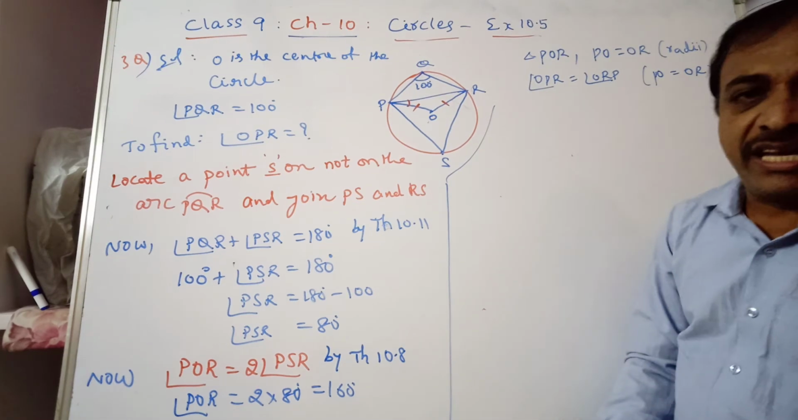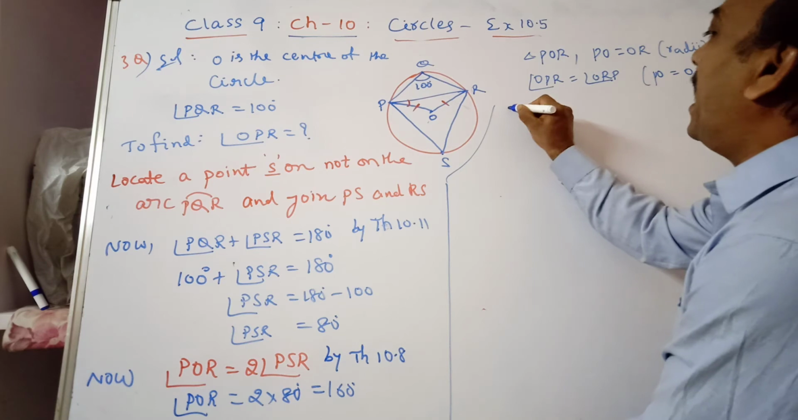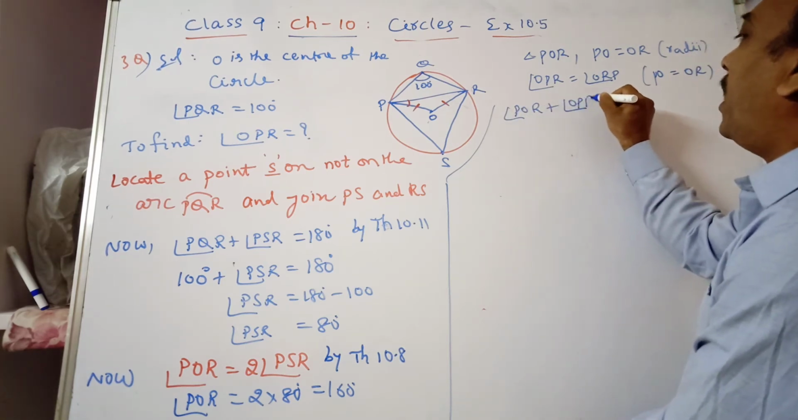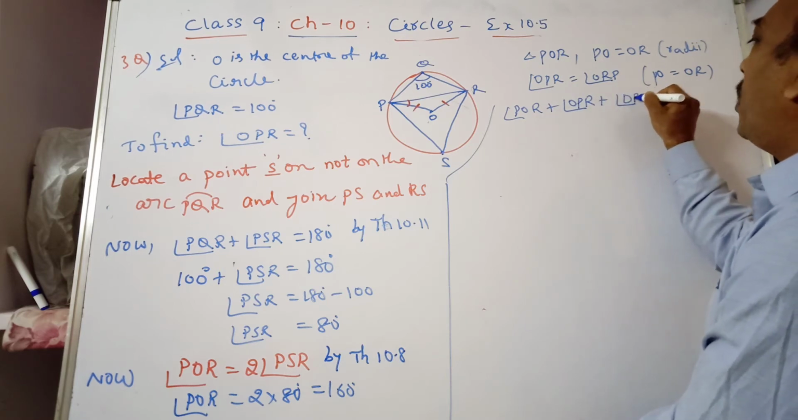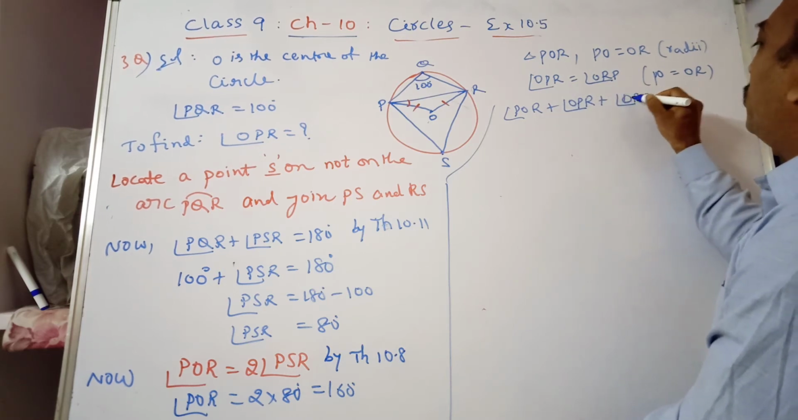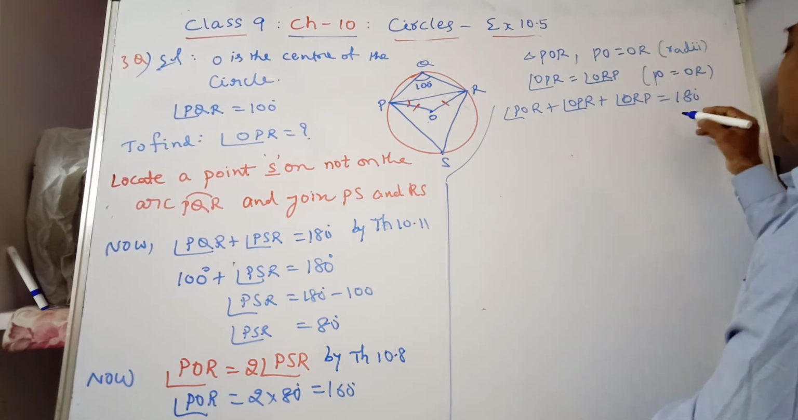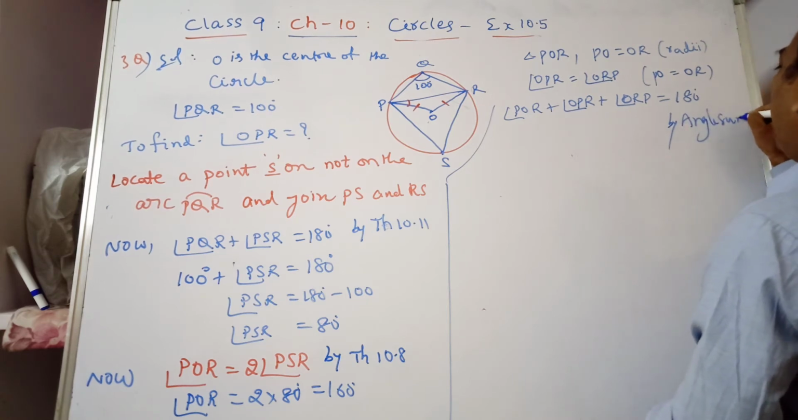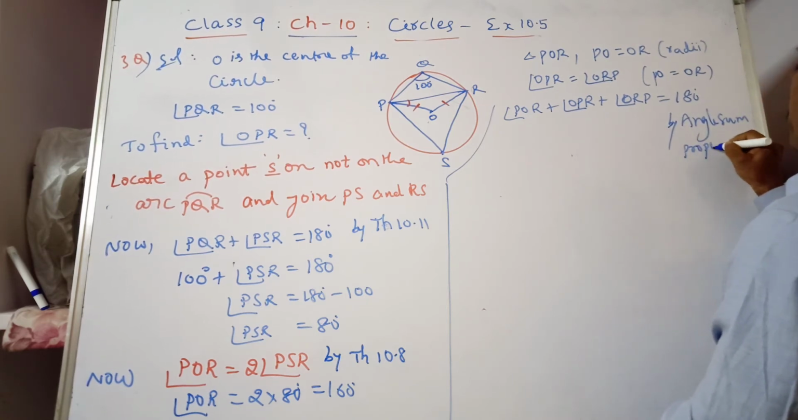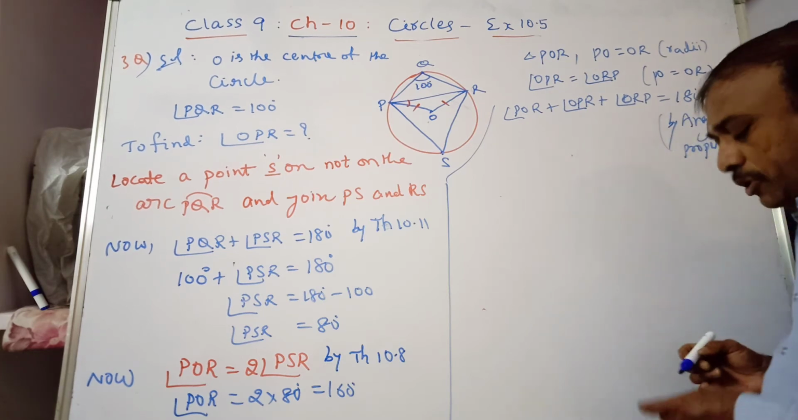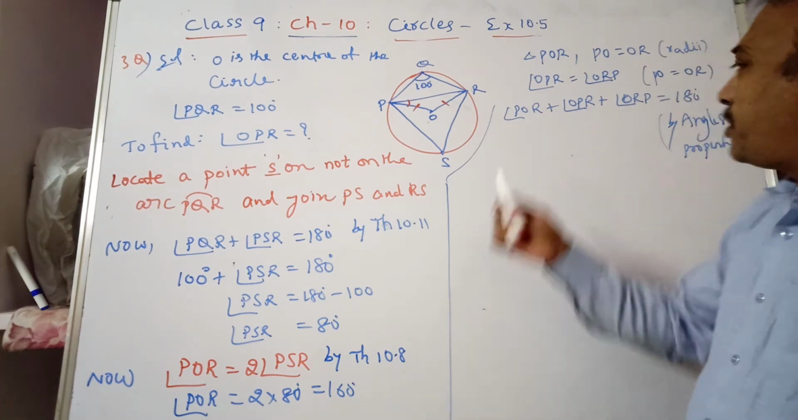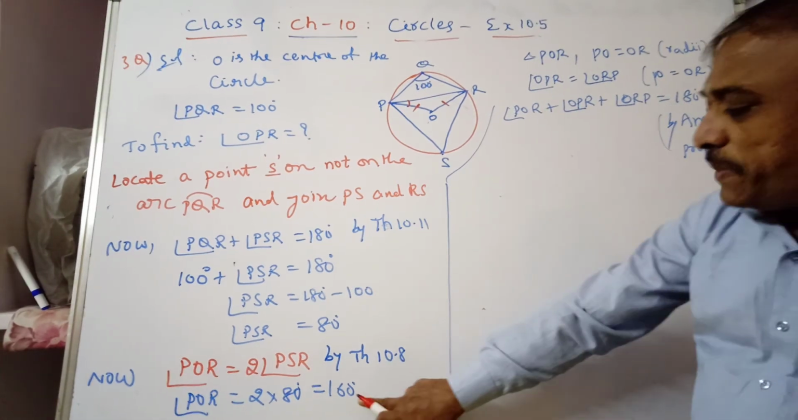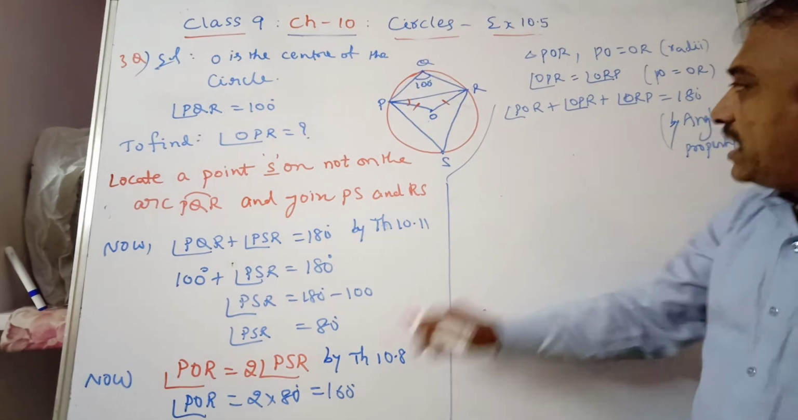Now the angle sum property of a triangle. So in the triangle, angle POR plus angle OPR plus angle ORP is equal to 180 degrees. What is the reason? By the angle sum property of a triangle, all three angles together are 180 degrees. But we know what POR is equal to. Here we got 160 degrees.